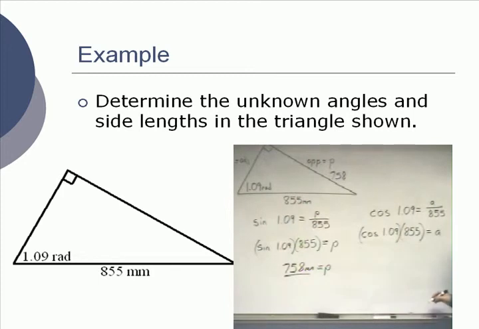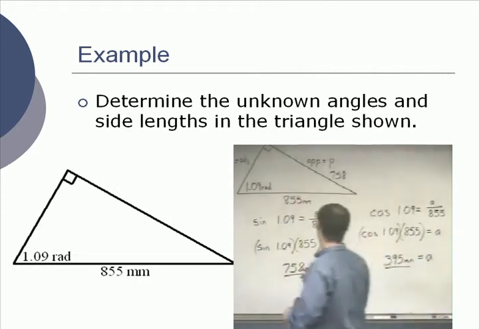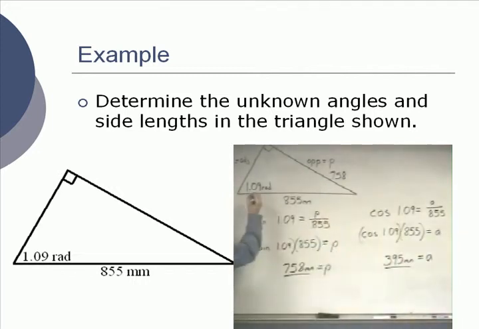Cosine of 1.09 radians times 855 should give you an adjacent side of 395. Yep. Now, though we don't use the Pythagorean theorem, it would provide an easy way to check. We could now quickly take our adjacent squared plus the opposite squared and make sure we get the hypotenuse squared. We won't do that, but it's worth noting that we could.